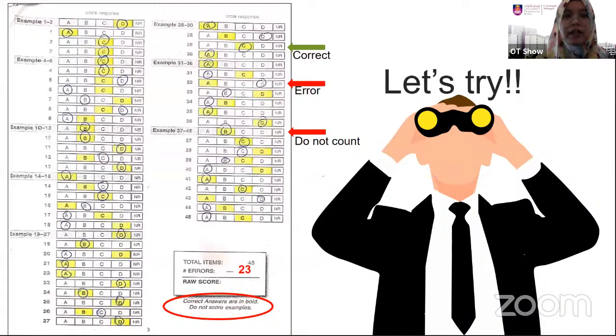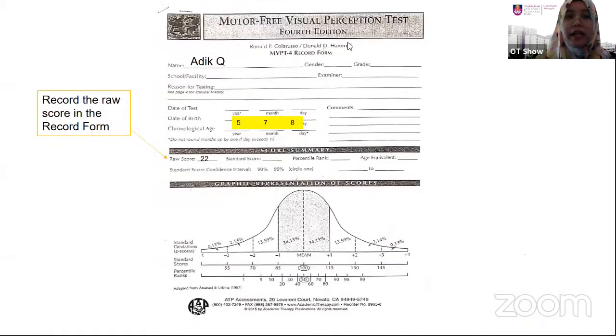Okay, so kalau kita kira adik Q, dia punya error dia ada 23. So 45 item tolak dengan 23 error. So dapat berapa raw score dia? Kita akan dapat, okay, raw score dia kita akan dapat 22. Bagus, very good. Alright. Okay.